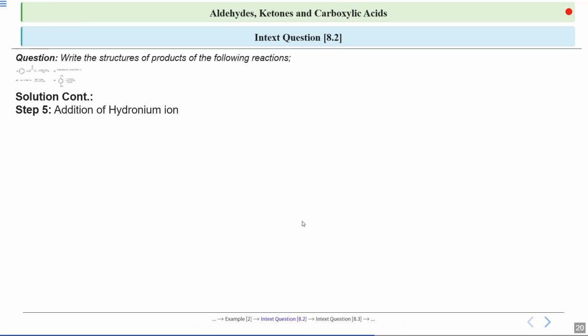Now let's move to step 5, which is the addition of hydronium ion. Hydronium ions are simply water molecules with an extra proton, which makes them positively charged. Here you will see the addition of the hydronium ions. Now you will see the changes in the structures over here.